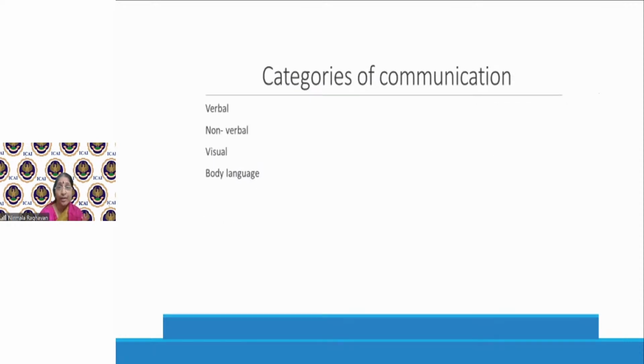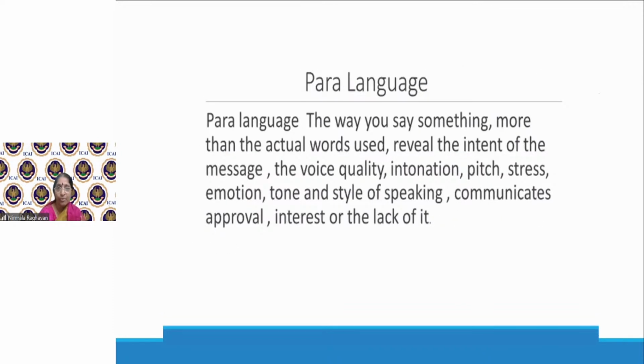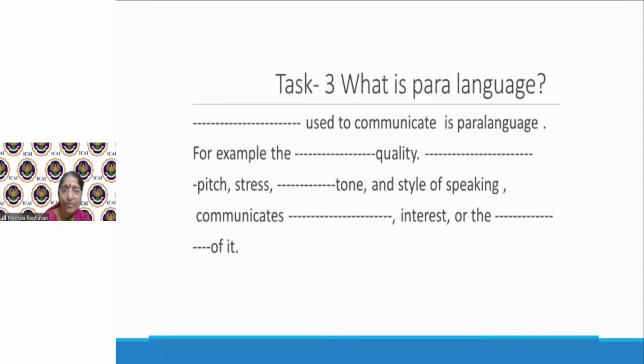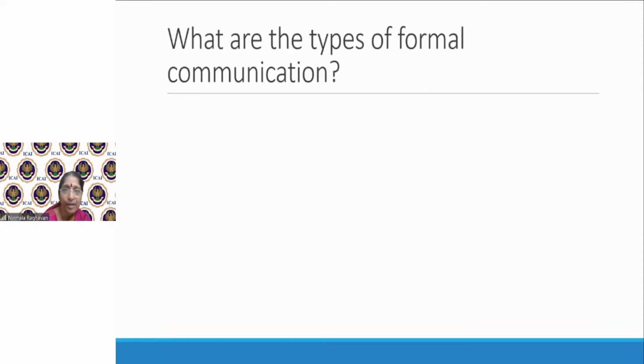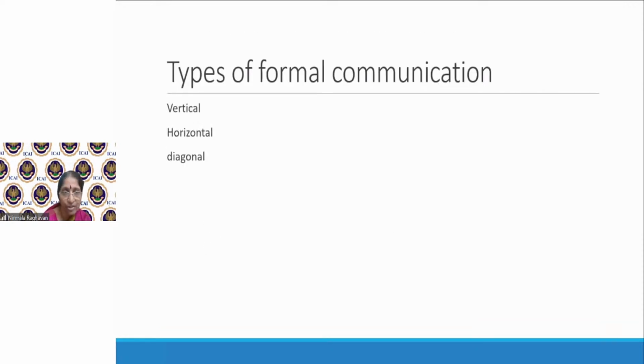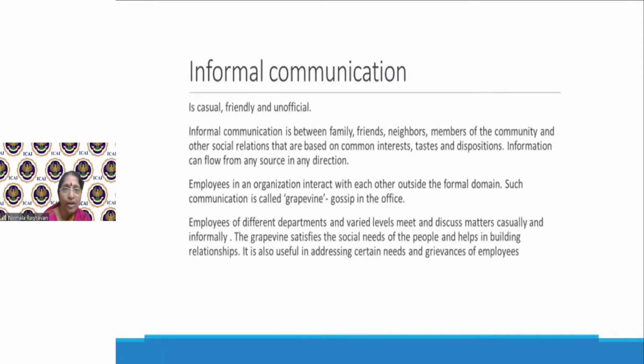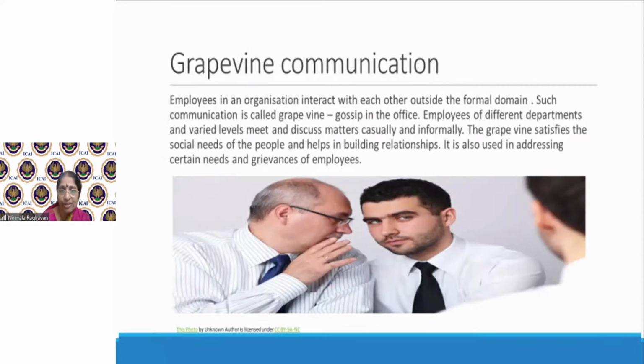Categories of communication: verbal, non-verbal, visual, and body language. Para language is communication through expressions, not with words. For example, ah, oh, ouch. Then what are the types of formal communication? They are vertical, horizontal, and diagonal. Now, what is grapevine communication? Employees in an organization interact with each other outside the formal domain. Such communication is called grapevine.